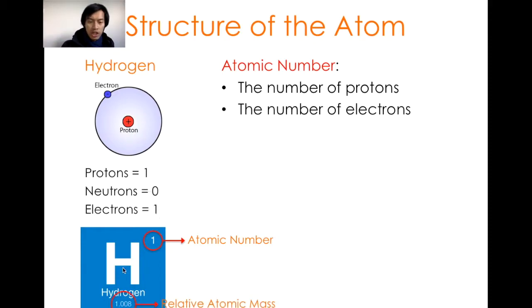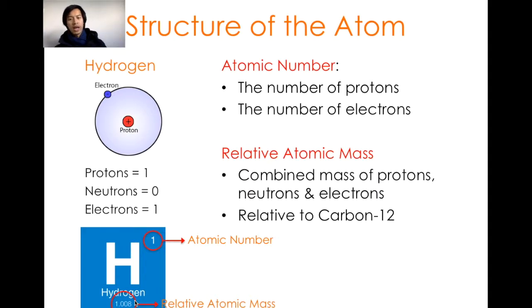The larger number down the bottom is what we call the relative atomic mass. The relative atomic mass tells us the combined mass of the protons, the neutrons, and the electrons. You will notice that hydrogen has 1.008. At first glance, you might think that that is representing the total mass of protons and electrons, and that is kind of true. It is representing that, but it is what we call a relative number, and it is relative to carbon-12.